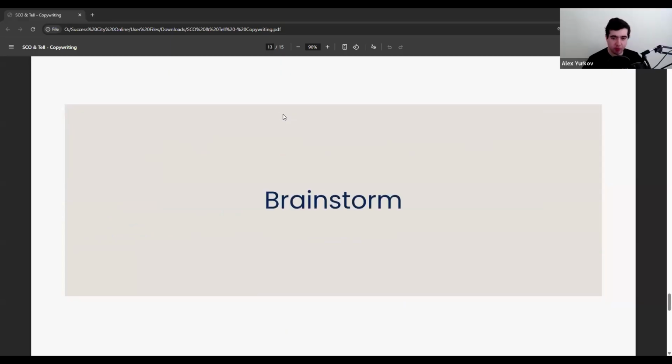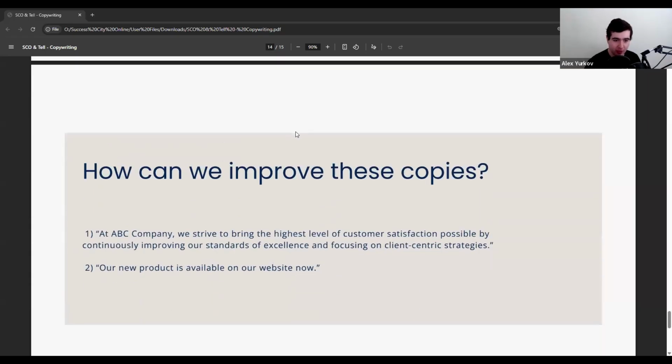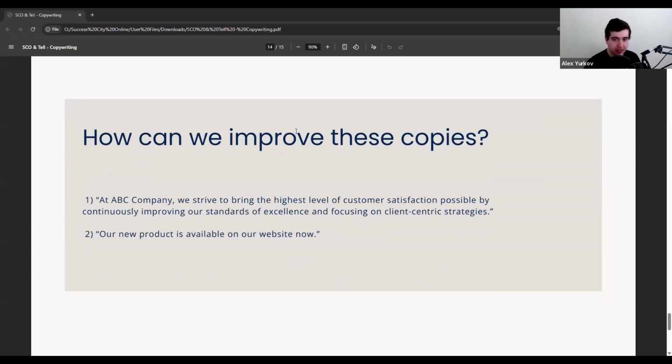Now, brainstorm. This is going to be more open-ended. There's no right or wrong answer to this, just ideas. I have two copies here, especially hooks that are on the weaker side. What are some things we can do to improve them? I'll give number one to Laura. I'll read this: at ABC Company, we strive to bring the highest level of customer satisfaction possible by continuously improving our standards of excellence and focusing on client-centric strategies. There's a couple ways we could go about fixing this. What would you do here, Laura?